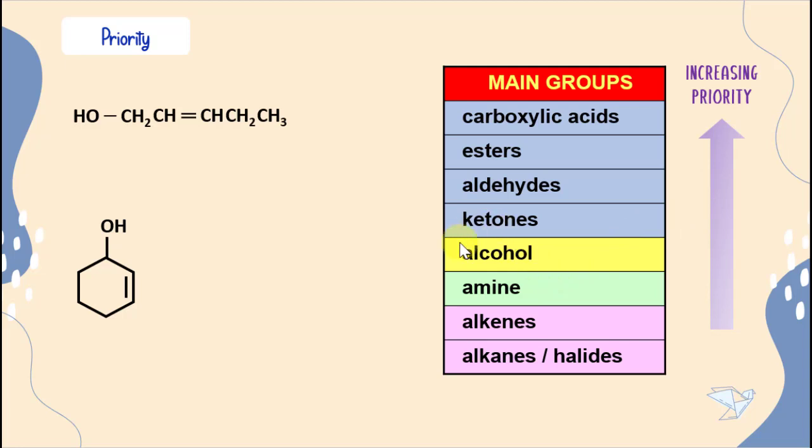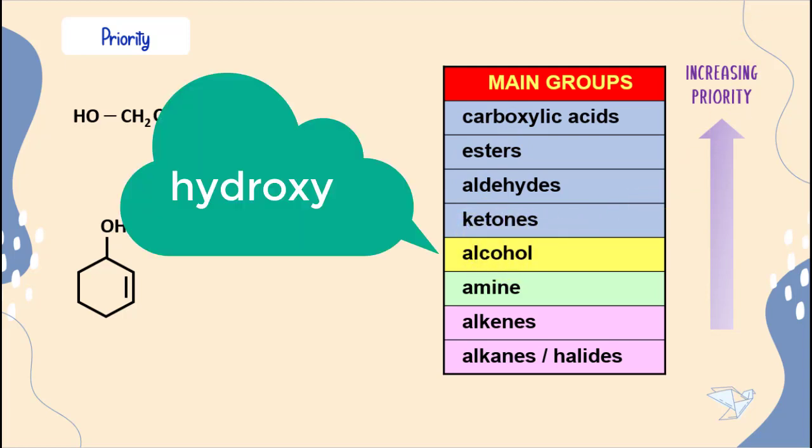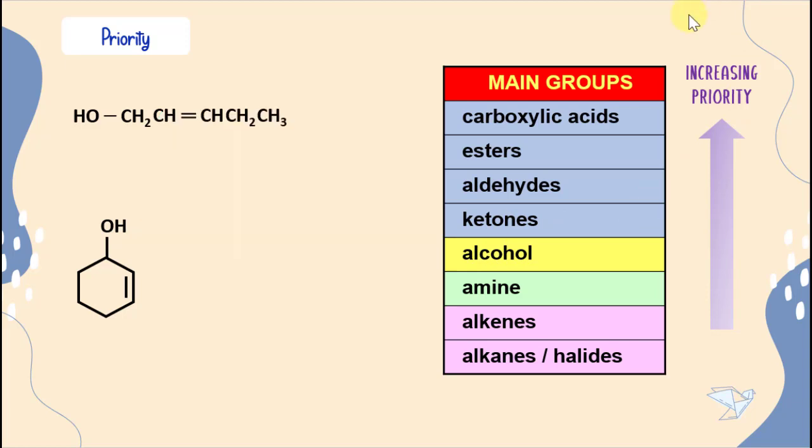From this table, we can see that alcohol has higher priority than amines, alkenes, and halide. If a higher priority group is present, such as an aldehyde, ketone, ester, or carboxylic acid, the alcohol will become a substituent, and then we have to use the prefix hydroxy instead of the ending "ol". Let's have a look at this example.